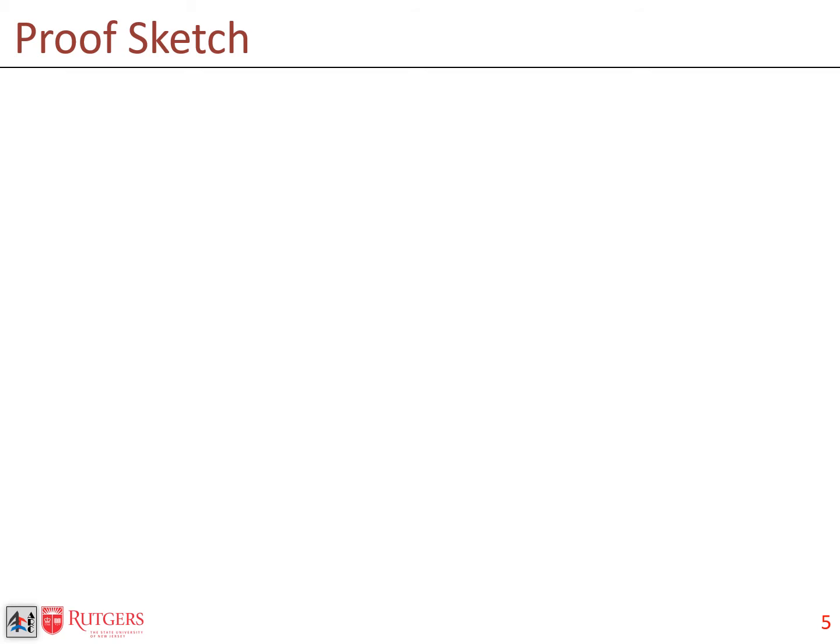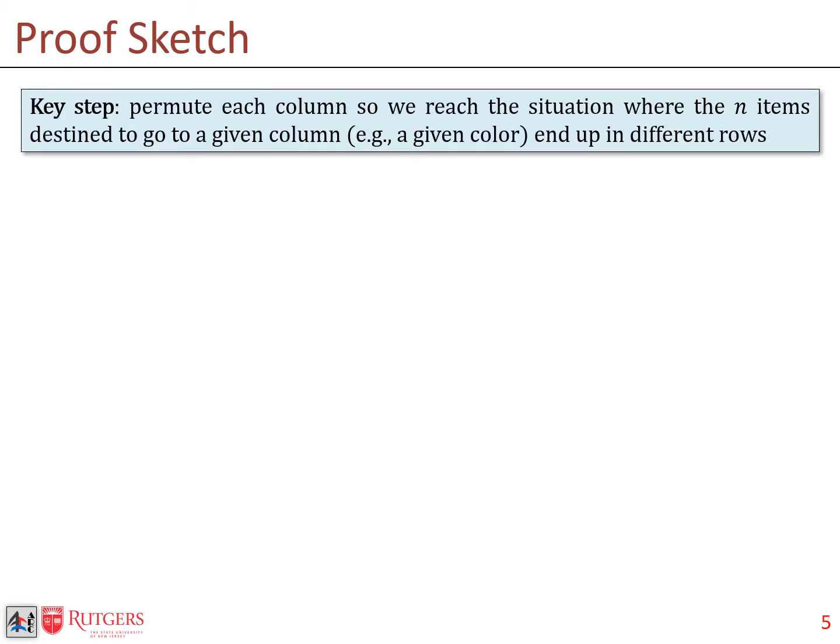Next, we'll provide a proof sketch for the algorithm that solves the Rubik table problem in 2n shuffles. The key step in the algorithm is to permute each column, so we reach the situation where the n items destined to go to a given column, for example, a given color, will end up in different rows. This may look a little bit convoluted, but let me explain using a straightforward example.